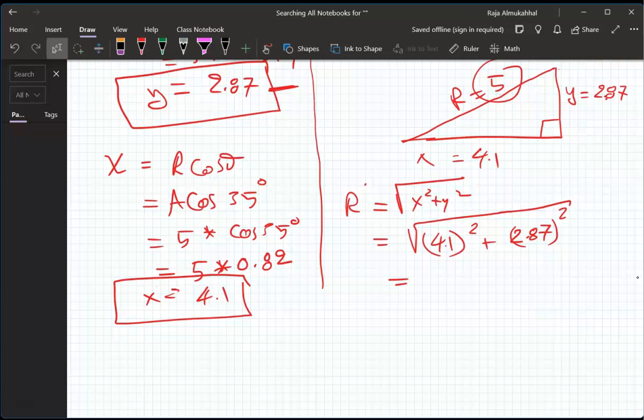So we have here 4.1 squared, and that gives me 16.81, plus 2.87 squared. That's 8.24. And then we add them up together and take the square root and see if we get to 5.